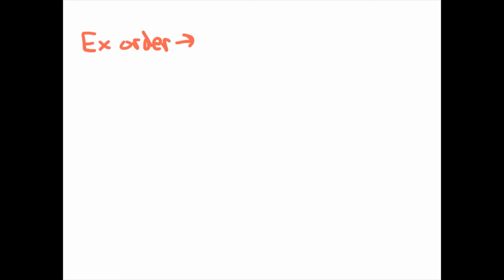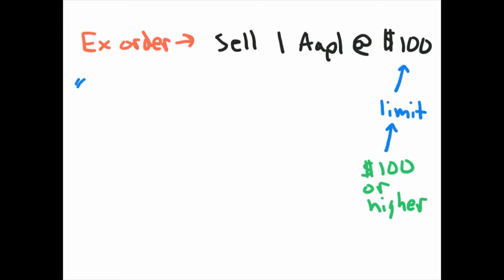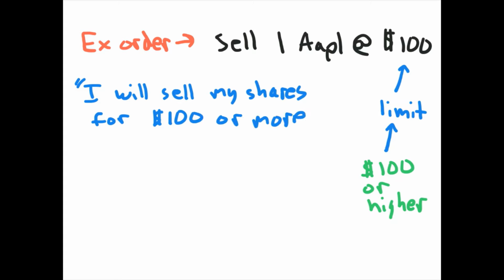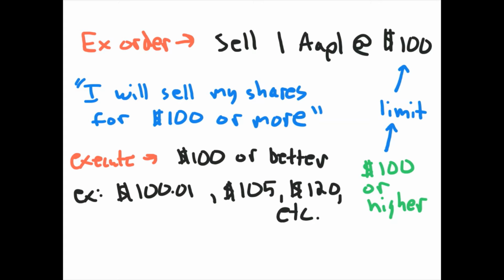And so an example order would be selling one share of Apple at $100. $100 is our limit, and this is the lowest price we're willing to accept for our shares. So we're saying to the market, I will sell my shares for $100 or more. So this will execute if we can get that $100 price or higher, because higher is better when selling. This could be $100.01, $105, $120, etc.